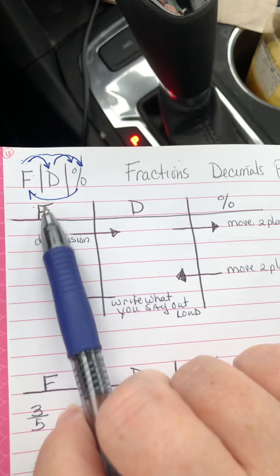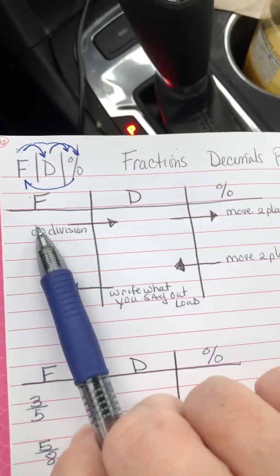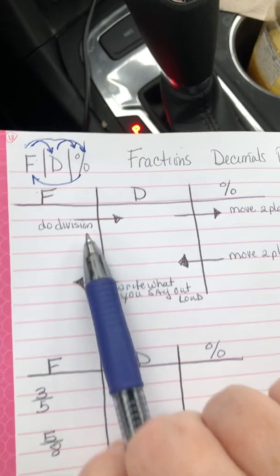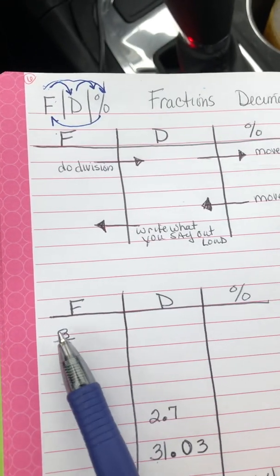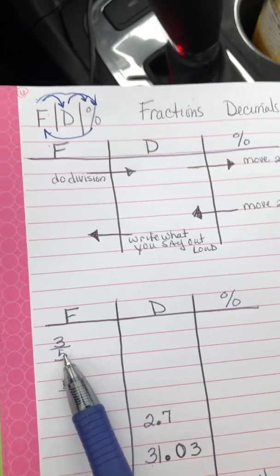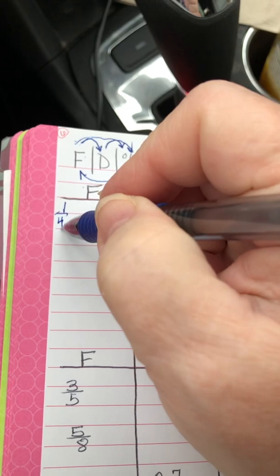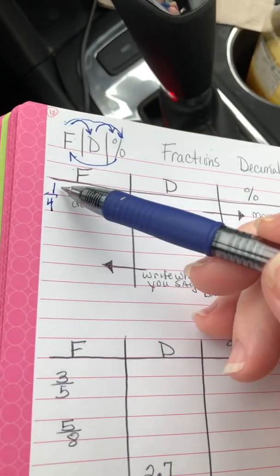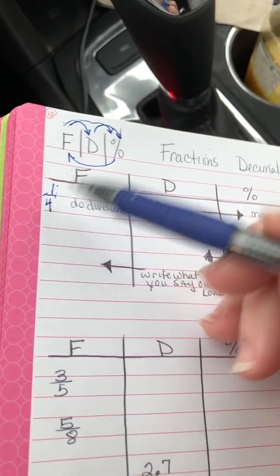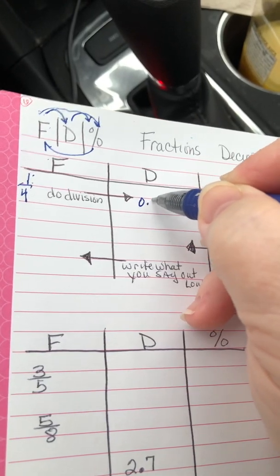So if you want to go from fraction to decimal, you're going to do the division that the problem's asking. So like if I have 3/5, that means 3 divided by 5, and you'd put that in your calculator. Or if you had, let's say 1/4 was your fraction, so in your calculator you would put in 1 divided by 4. And that would come out to 0.25.